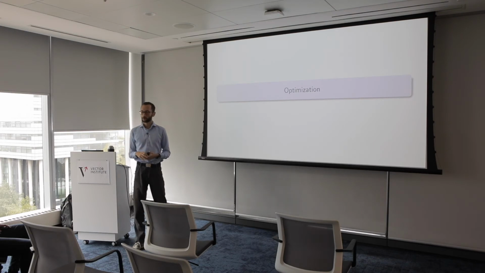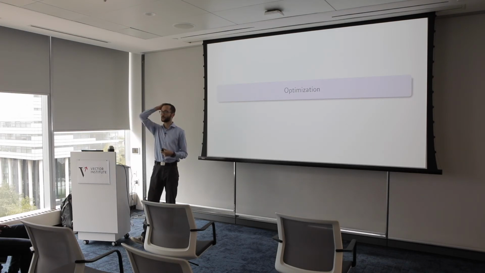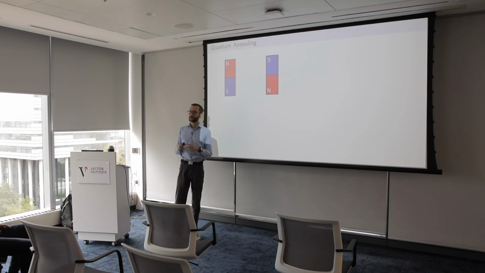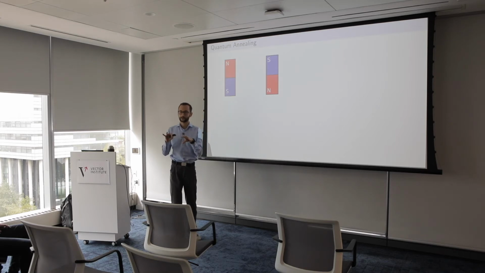So what are the kind of things that we can do with a quantum computer that's relevant for machine learning? I'm going to go through 4 major application areas, and the first one is optimization. But first, I want to explain to you exactly how quantum annealing works, because that's going to make a lot of things clear later on.